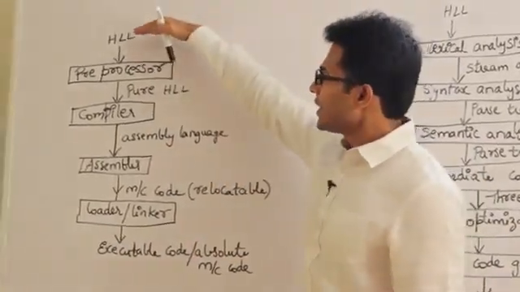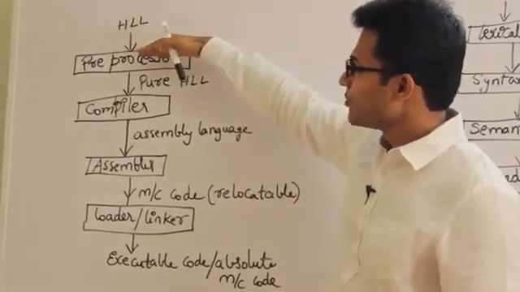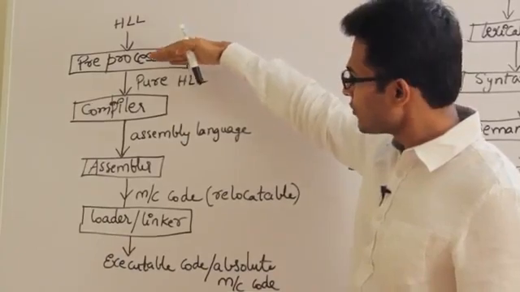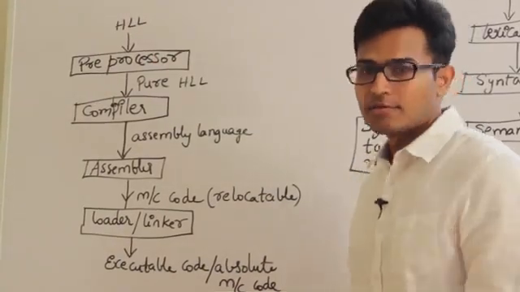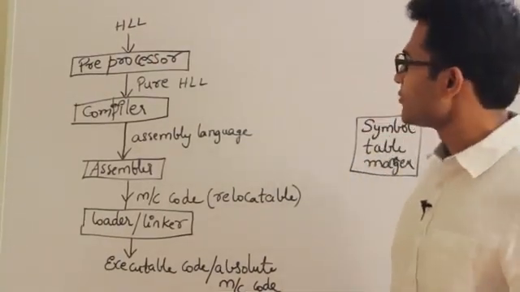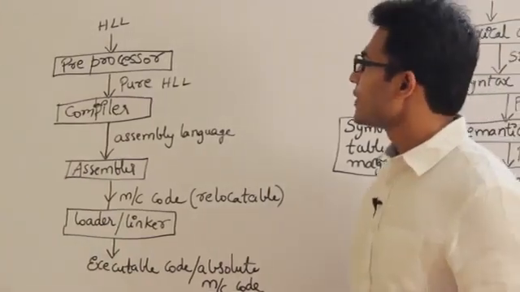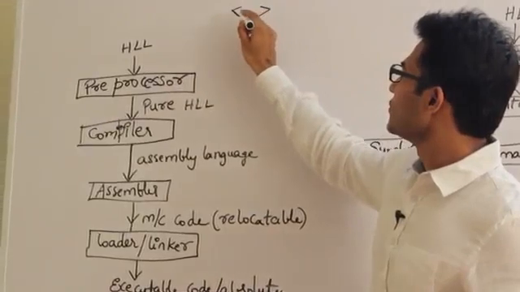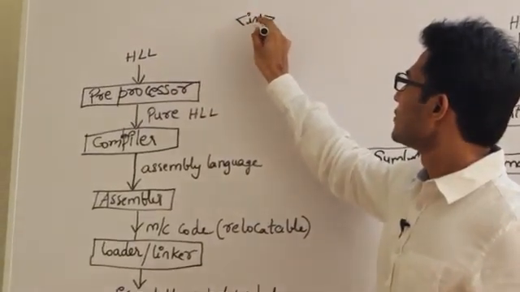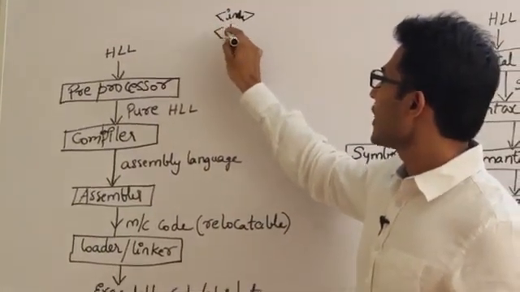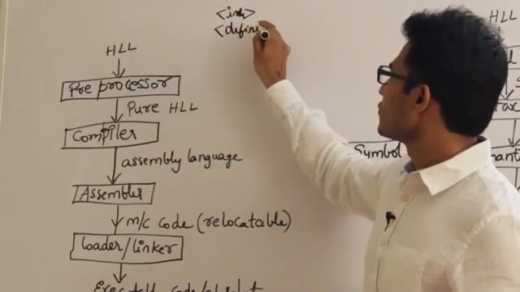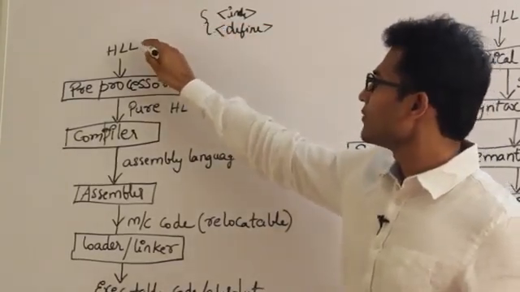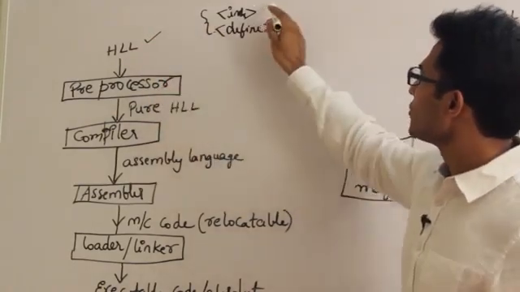See, first the high level language will be given to preprocessor. Then the preprocessor is going to convert that high level language into pure high level language. For example, if you write a C program, the starting lines are going to contain hash include, isn't it? Or it is going to contain hash define, right? So if a program contains such lines, then it is called high level language, and preprocessor is going to remove these lines.